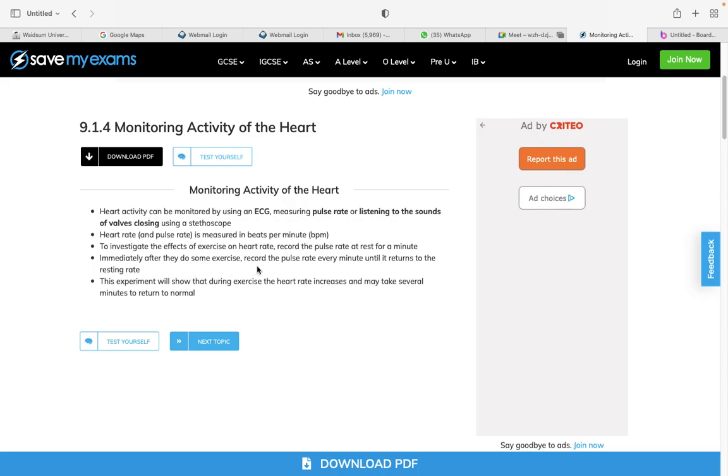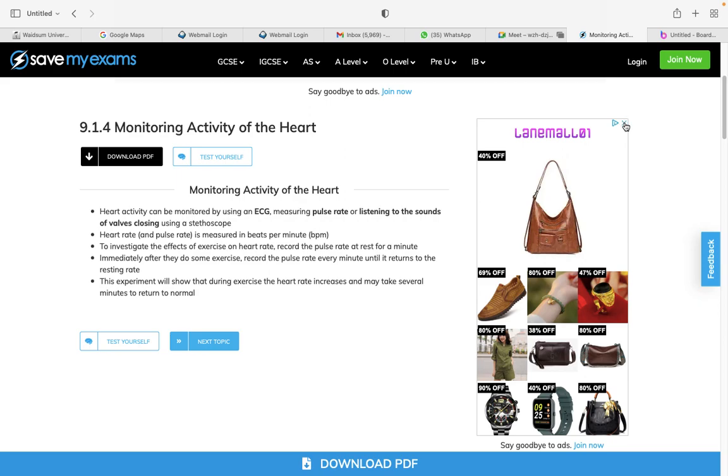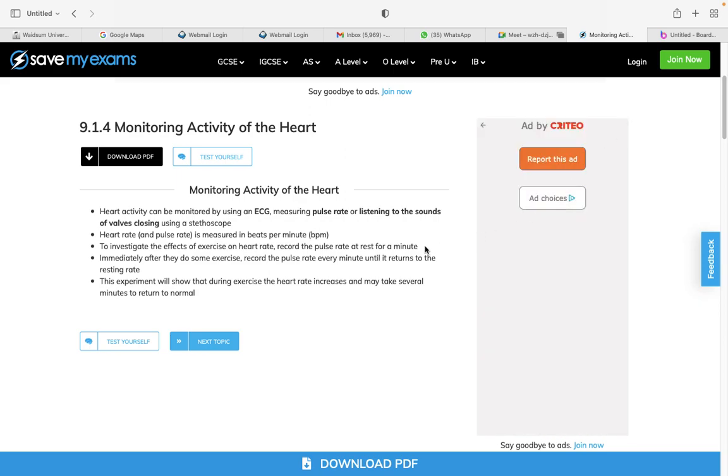Now, to investigate the effect of exercise on the heart rate, record the pulse rate at rest for a minute. So first of all, when you are resting and not doing any exercise, we record your pulse rate per minute. Maybe 60 or 70 beats per minute. I think we normally have 70 beats per minute at rest. But then to find the effect of exercise, we will carry out an exercise and measure the number of beats per minute. Okay?